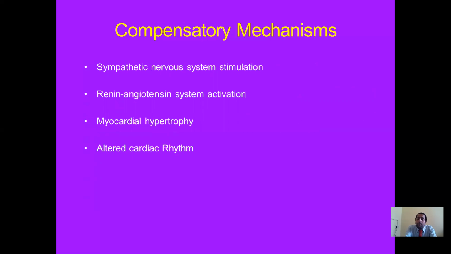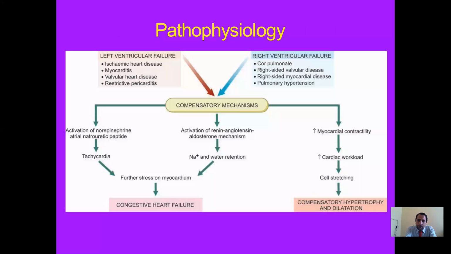What are the basic mechanisms behind congestive heart failure? Overactivation of the sympathetic nervous system, overactivation of the renin-angiotensin system, myocardial hypertrophy and altered cardiac rhythm. Now, if we talk about left ventricular failure and right ventricular failure, left ventricular failure is due to ischemic heart disease, myocarditis, valvular heart disease, and restrictive pericarditis. Right ventricular failure is due to cor pulmonale, right-sided valvular disease, right-sided myocardial disease, and pulmonary hypertension.